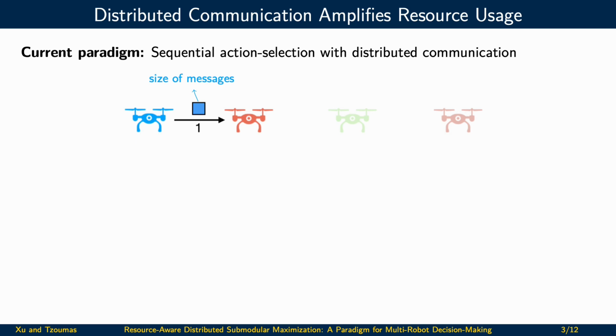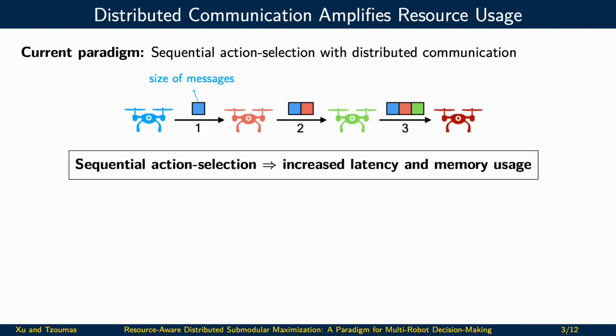For example, here the blue robot sends only its own information to the orange one at the first round, so the size of the message is just 1. Then, at the second round, the orange robot's information is also transmitted together with the blue robot's information, so the message will be of size 2 now. At the third round, the information of the blue, orange, and green robots is all transmitted, so the size of the message increases again, and so on and so forth as the information is passed forward.